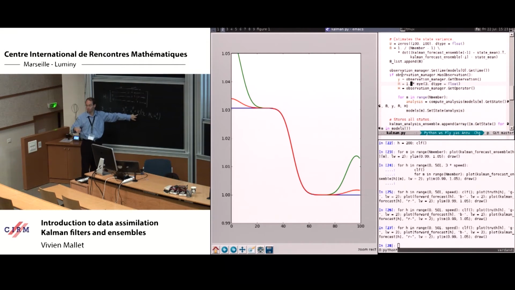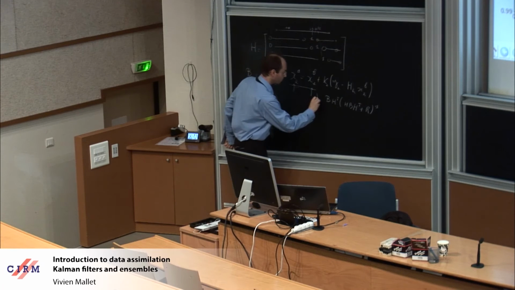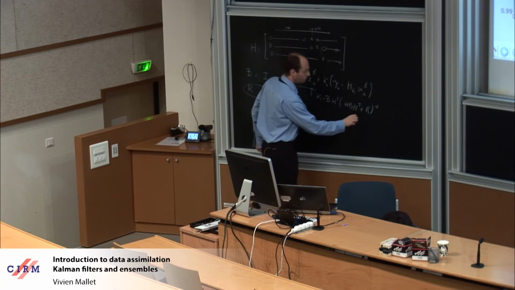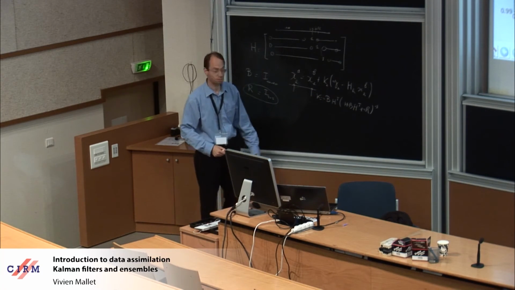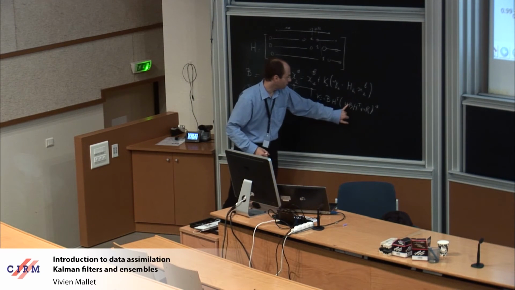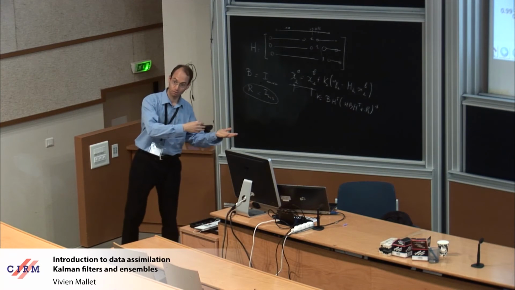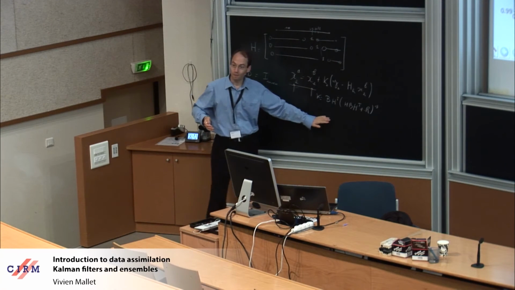But it still works. Why? Because in K, if you remember, you have B H transpose, H B H transpose plus R, to the power minus 1, and you can multiply B and R by some factor alpha. Any factor, and you see, it just cancels out. You simplify, because you have this over this, so alpha goes away, and you have the same K. It's just a matter of how much confidence you have on the observation versus confidence on the simulations. The scale doesn't matter, just compute the analysis. That's what it means.